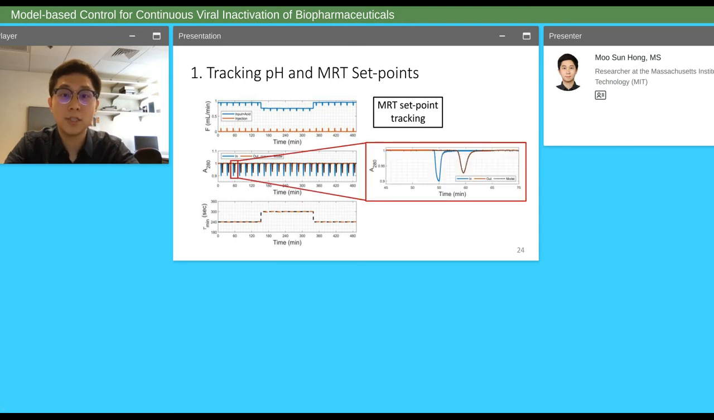First, we can see from the second plot that the residence time distribution model with estimated parameters well describes the concentration at the outlet. Also, we can see from the bottom plot that the set point tracking was achieved within a single step after the residence time distribution estimation.